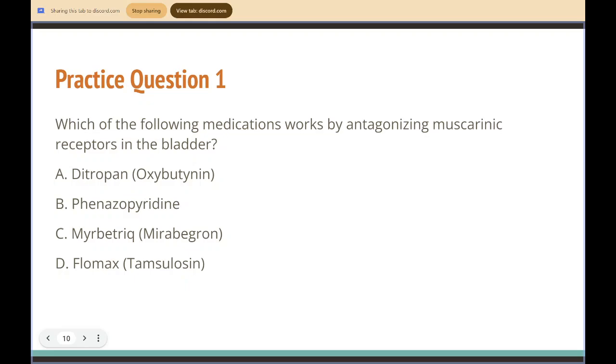All right. So we have some answers, and the correct answer is A. So good job for everyone that responded. I put the generics in the parentheses, and B, I think, is the generic, and we should get the brand name.